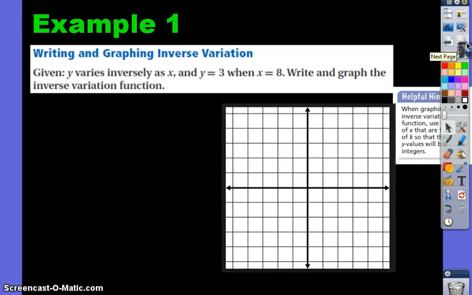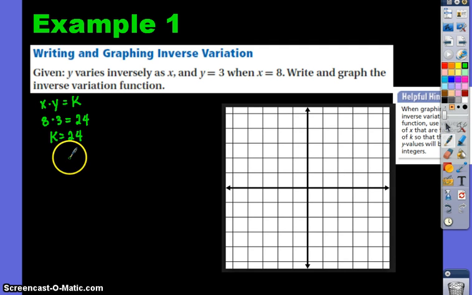All right, so here's an algebraic situation. They say that y varies inversely as x, and y is 3 when x is 8. So write and graph the inverse variation function. First of all, we need to find the constant of variation, the k. So remember, x times y should equal that constant. We know that x is 8, y is 3, so 8 times 3 is equal to 24. So we know that k is 24.